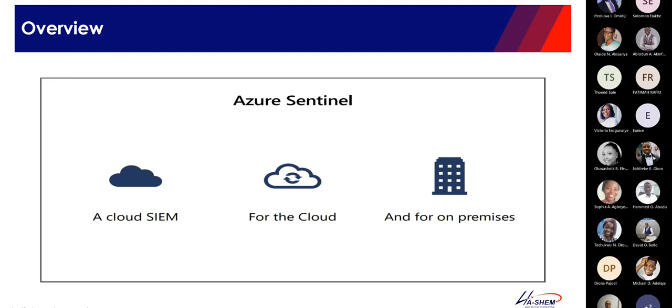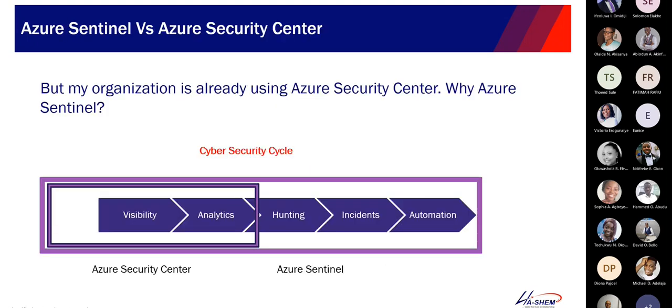It's designed in the cloud and can be integrated with your on-premise and other third-party workloads like AWS, Google Workspace, and so forth. There are so many other workspaces that you can integrate with it. Now, the next question that will be running through the minds of some of us is, I have Azure Security Center on my Azure subscription. Why do I need Azure Sentinel?